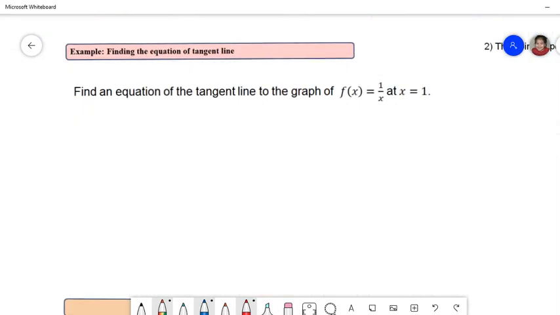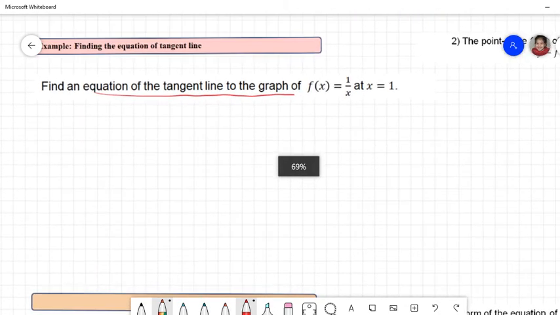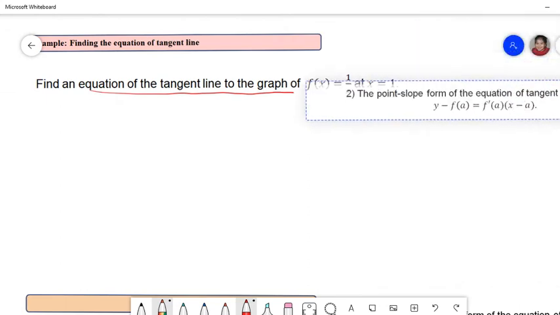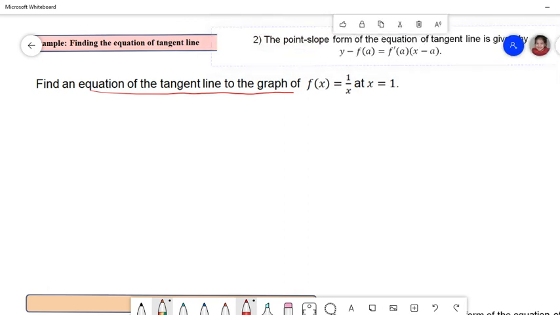Find an equation of the tangent line to the graph of f of x equals 1 over x at x equal to 1. So let's remember this fact here. The slope form of the equation of the tangent line is given by y equals f of a plus f prime of a times x minus a.